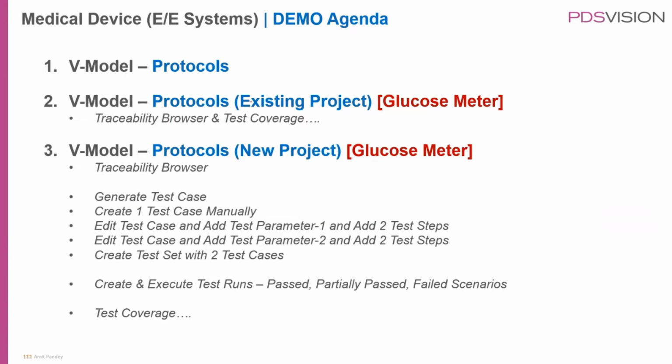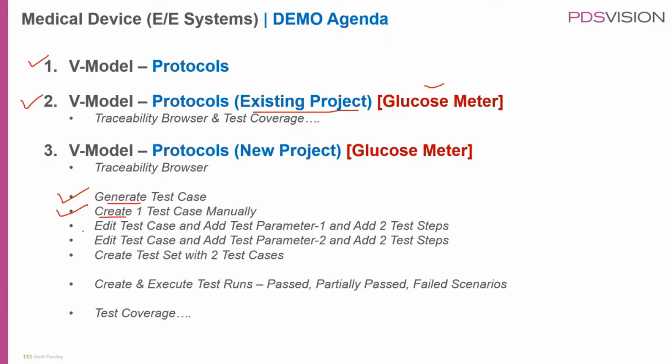For today's agenda, we have already touched upon the V model, which we are going to cover. Second, I will walk through an existing project, a project known as glucose meter, and then we will also use a new project where we will create a test case. We will try to generate a test case from an existing requirement. We'll also create one manually.